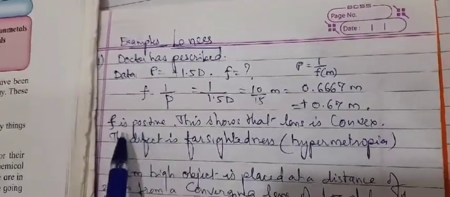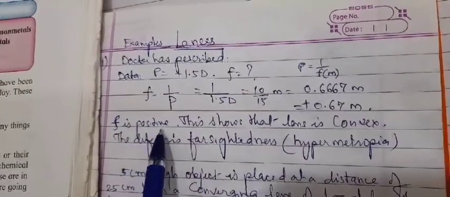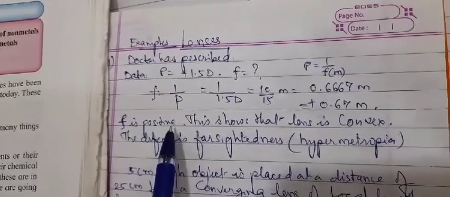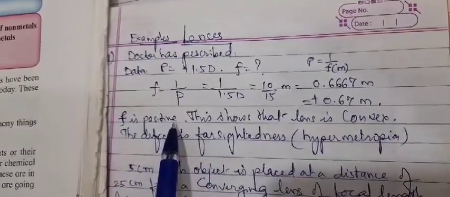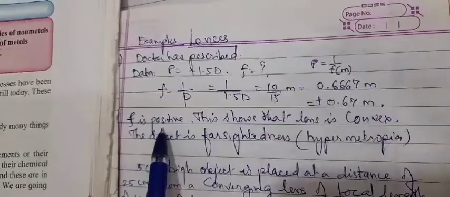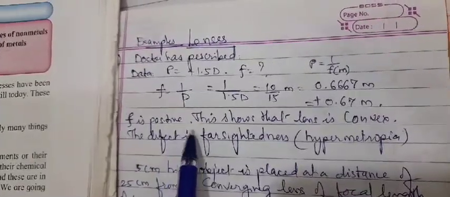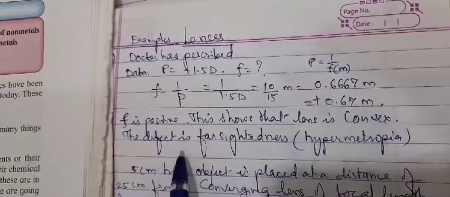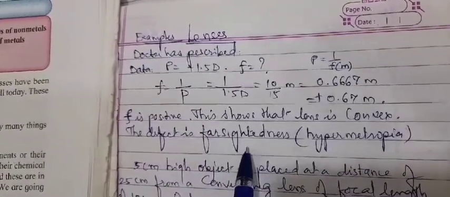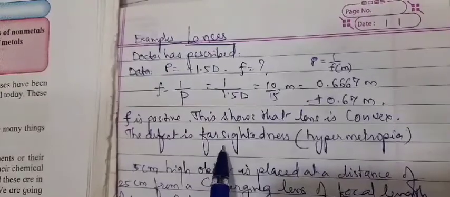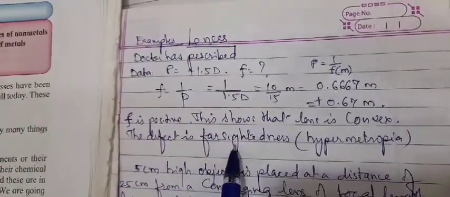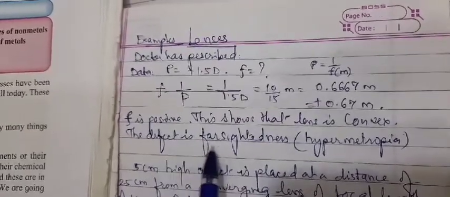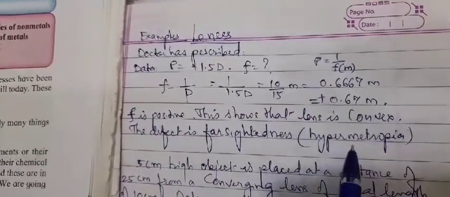As we know, when f is positive, the lens is a convex lens. The focal length in a convex lens is taken as positive, and the focal length in a concave lens is taken as negative. But here the focal length is positive, so we can say that the lens is convex. And the defect is farsightedness. Farsightedness means the person can see far things clearly but is not able to see nearby things. This is also called hypermetropia.